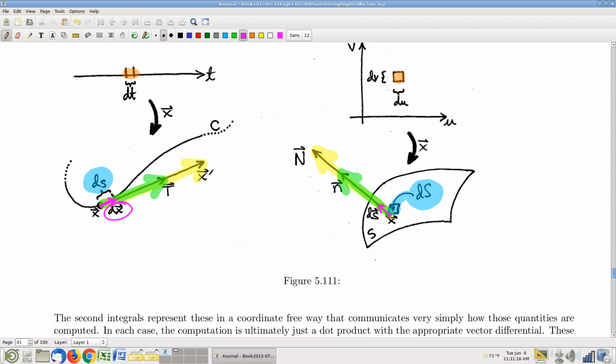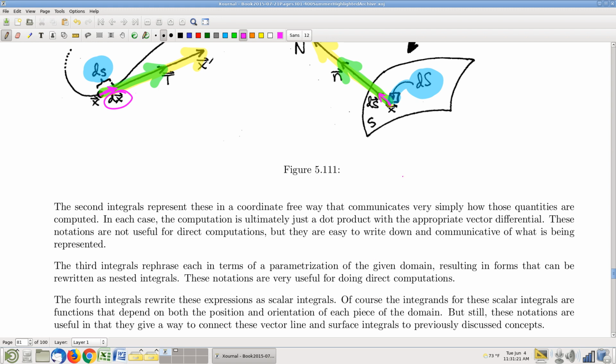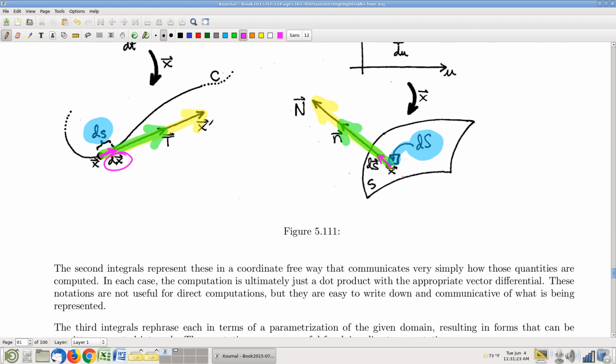So let me go down to where I can... Oh, is this all going to fit? Oh, it's just a little too far down here. Okay, no sweat.